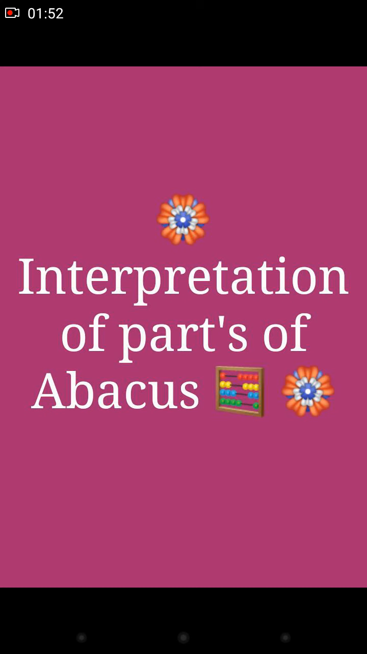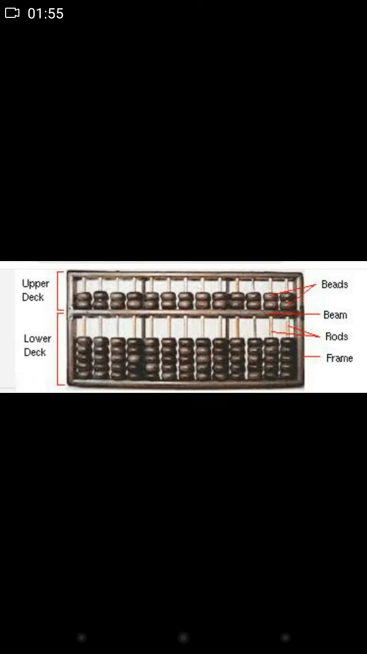Interpretation of parts of the abacus. Each rod in the upper part has two beads and the lower part has 5 beads in it. These upper and lower beads are moved along the rods in a particular order to solve calculation problems.